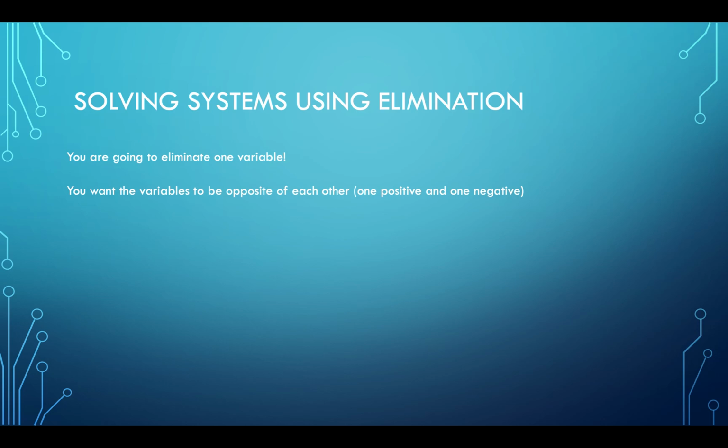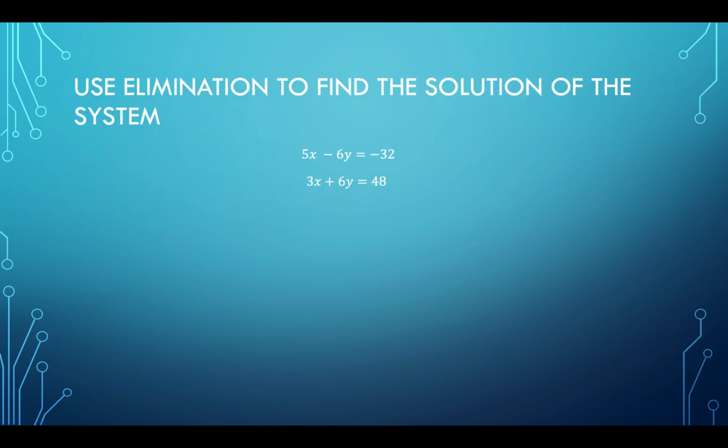Now we're going to solve systems using elimination. You are going to eliminate one variable. So basically what that means is you want one of the variables to be the opposite of each other. So you want one positive and one negative. What I mean by that is you want one y positive and one y negative, or one x positive and one x negative.